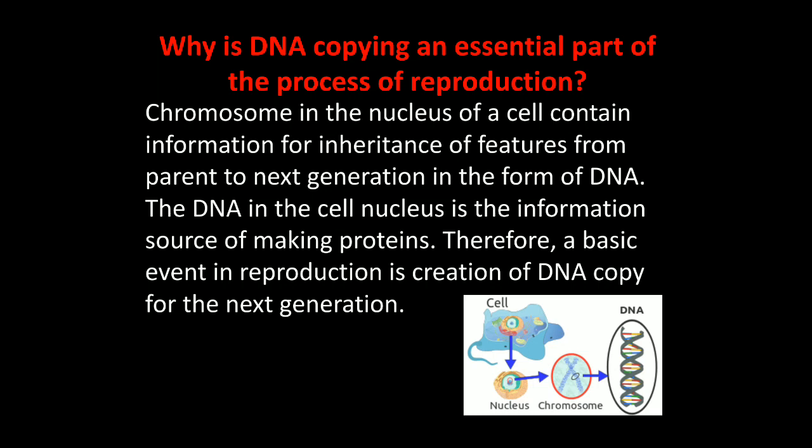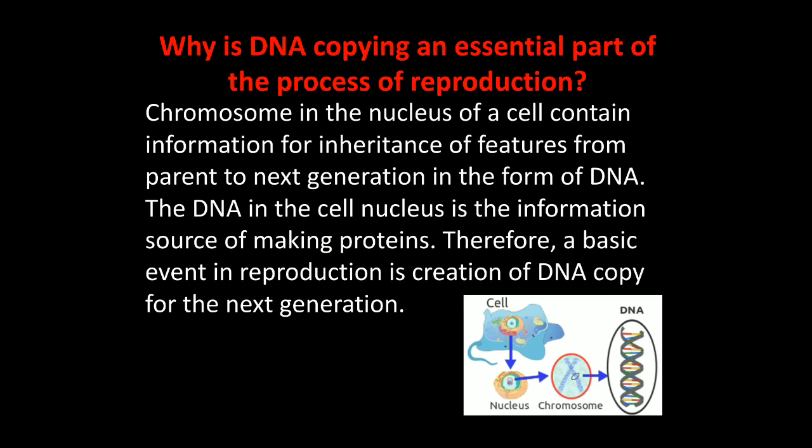So here the DNA is copied and the characteristics are also copied. The chromosome in the nucleus of a cell contains information of inheritance. Inheritance means what we take from our parents: the characteristics which are passed on from our parents to the offspring, or the children.